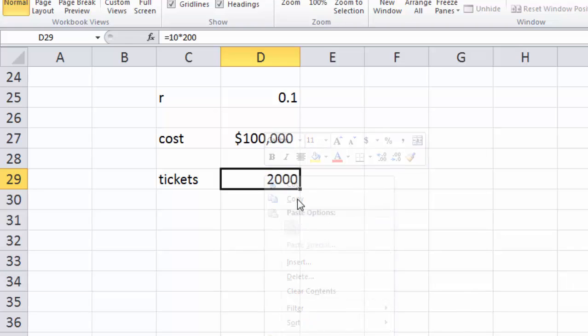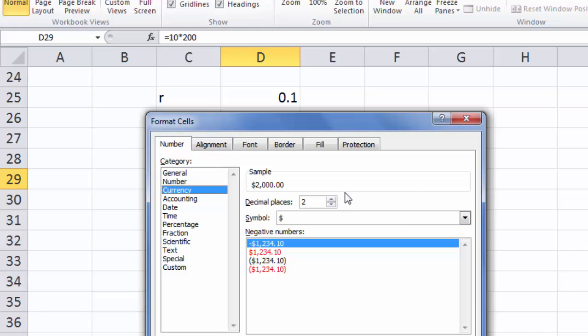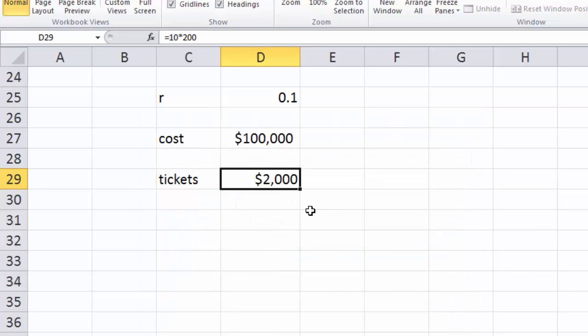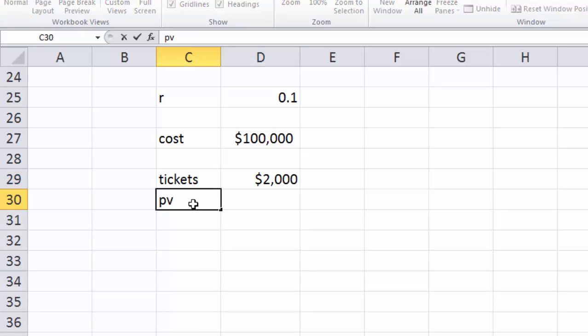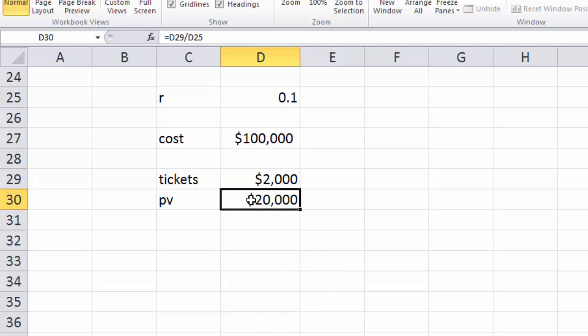Okay, so the tickets cost the football team $2,000 a year. And what this represents is that the team could have sold these tickets to somebody else if they didn't guarantee them to the skybox purchasers. All right, and that goes on forever, so what we have to do is find the present value of those tickets. And that's going to simply be the perpetuity because they go on forever. So that equals the payment, which is D29, the ongoing value of the tickets, divided by the discount rate, which here is D25. Okay. So the value of the tickets in perpetuity is $20,000.